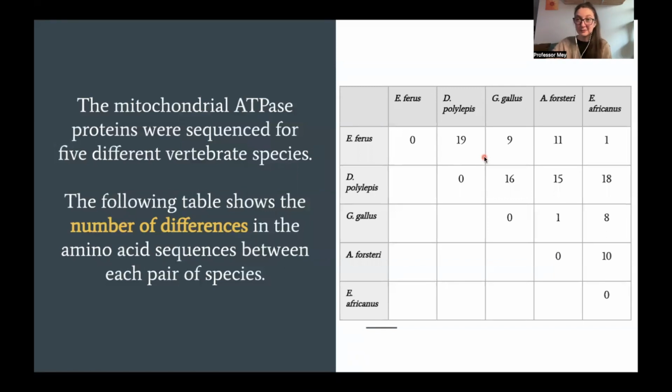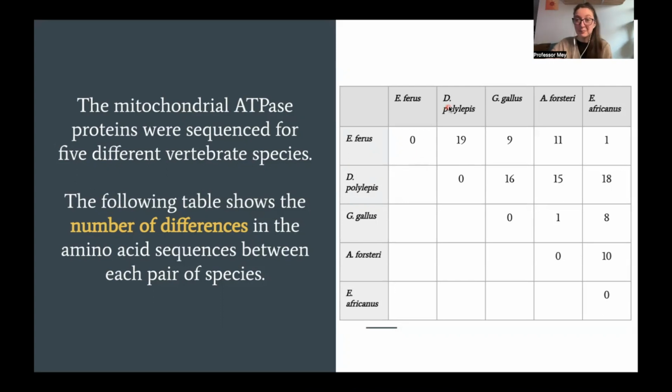Just in case you were a little confused as to how to read this table, the very top row here is telling you the 5 different taxa, and the same taxa are going to be mirrored on the column all the way to the left. That's because they are side-by-side comparisons with one another. This is what we call a pairwise table, a pairwise comparison. In other words, if we go here, E. ferus compared to E. ferus, which is itself, has 0 differences in their amino acid sequence. This makes sense. It's like comparing your own DNA to your own DNA. There should not be a difference, okay?